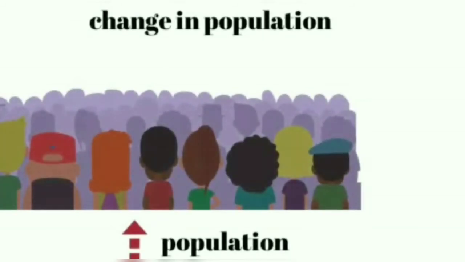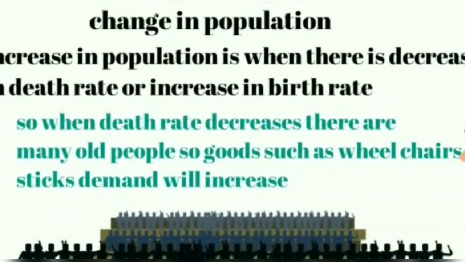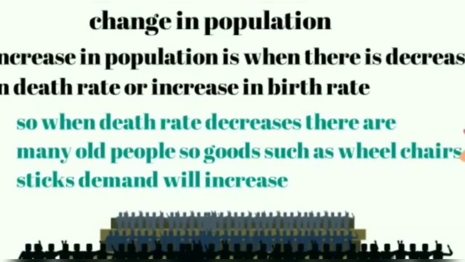Okay, next is change in population. When there is an increase in population, what will happen? Population will increase due to two reasons. One is decrease in death rate and the other is increase in birth rate. When there is a decrease in death rate, there will be more old age people. So demand for sticks and wheelchairs will increase. So overall, the demand curve will shift towards the right.